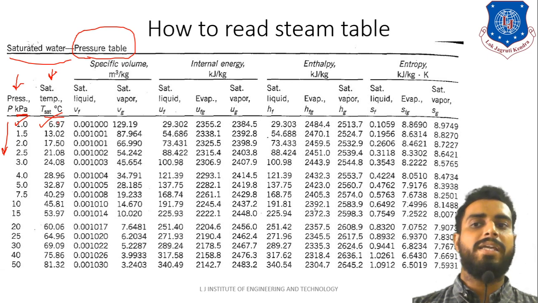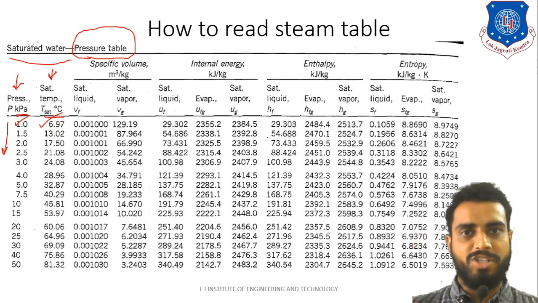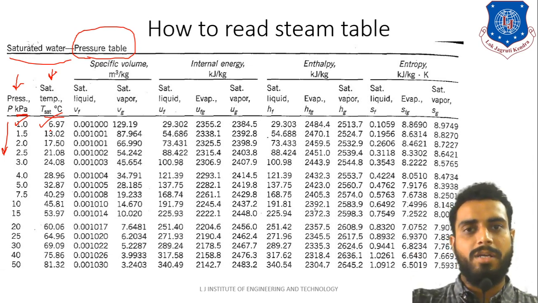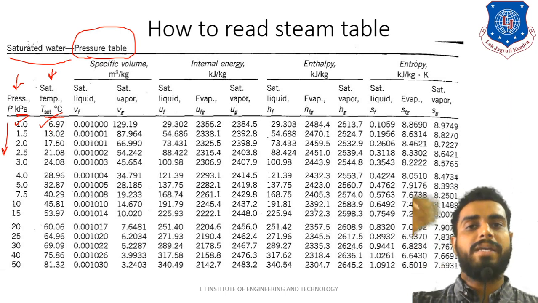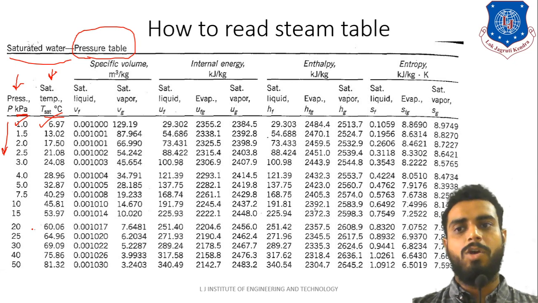Just like that, if you have 1 kilopascal pressure, at that point the water will start boiling at 6 degrees Celsius. So just understand, if you decrease the pressure, then the boiling point will also decrease. If you increase the pressure, then the boiling point will also increase. So that is what you will find over here. This saturation temperature is nothing but the boiling point temperature of the water at that particular pressure.